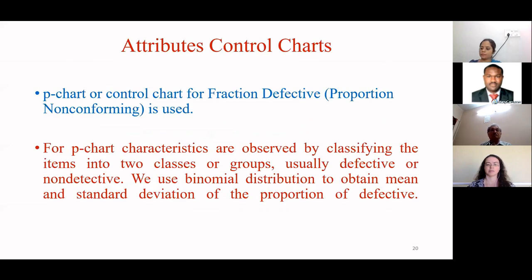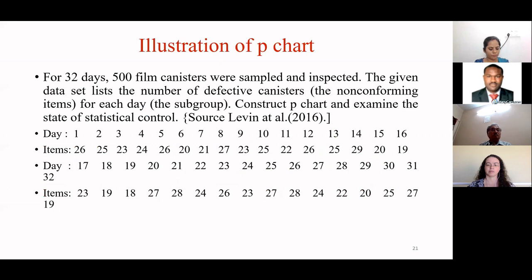Now attributes control charts. The P chart, or control chart for fraction defective or proportion non-conforming, is used. For the P chart, characteristics are observed by classifying the items into 2 classes or groups, usually defective or non-defective, with binomial distribution used to obtain the mean and standard deviation of the proportion of defectives. Now we have given one illustration, taken from Levine and others, 2016. We are given data for 32 days, and the proportion of defectives is given for all of these.